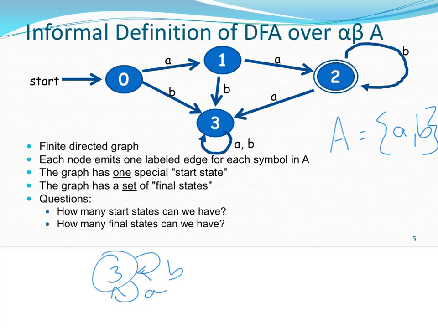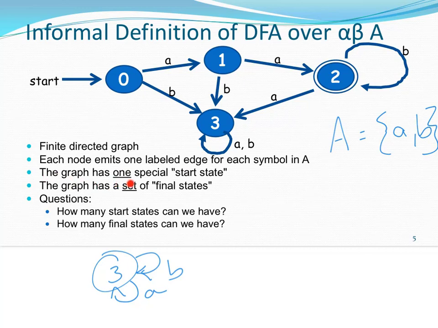So this A comma B is just a shorthand for saying I've got two edges in there, okay? All right, so back to our informal definition of a DFA. Finite directed graph, right? Each of these transitions are arrows. Each node emits one labeled edge for each symbol in A. One labeled edge leaves each node for each symbol. Doesn't say anything about incoming, just outgoing.